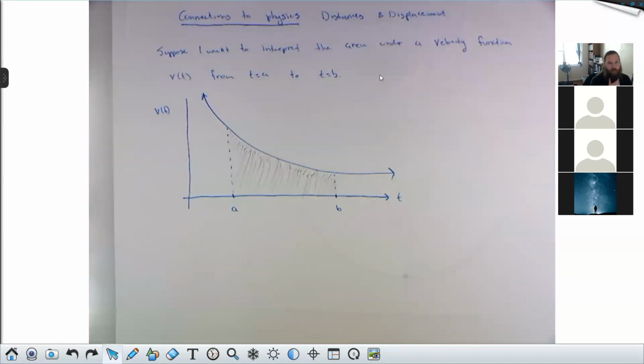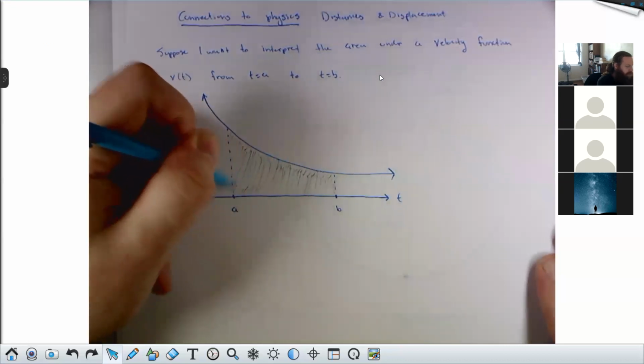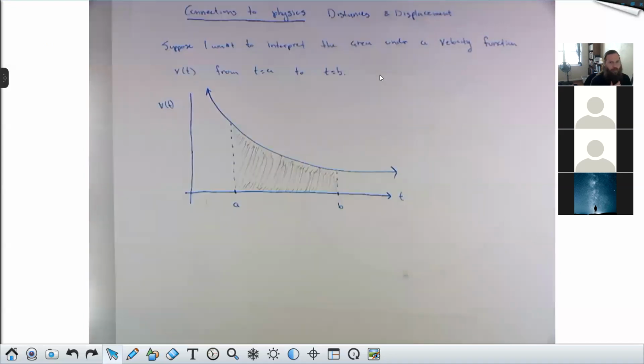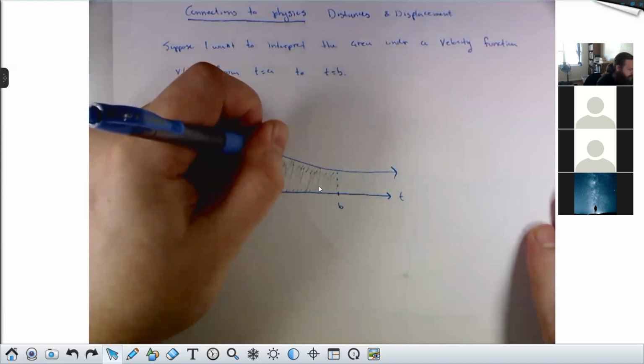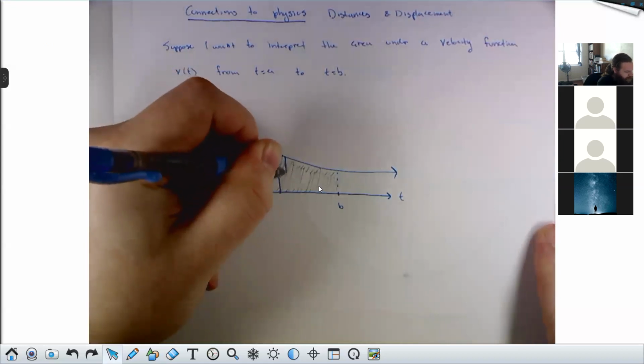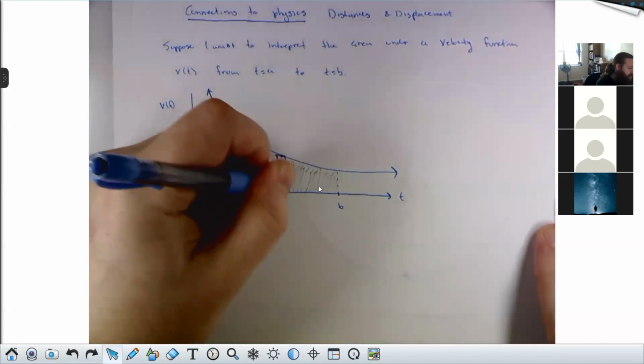We know now that we can find the area, or at the very least, we can set up an expression for the area. We can approximate the area using rectangles, all that good stuff. But what does the area represent in the physical world? If I've got a dude moving according to this velocity function, then what does this area tell me about what the dude did? So here's the idea. Imagine we're drawing a lot of little rectangles. Here's one of my little rectangles.